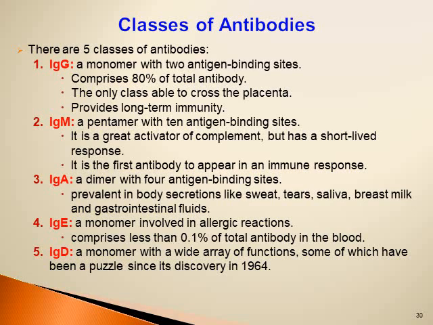Please remember that IgG, IgE, and IgD are monomers. They each have 2 antigen binding sites. IgM is a pentamer that has 10 antigen binding sites. IgA is a dimer and has 4 antigen binding sites. The antibody that is important for allergic reactions is IgE. The antibody that is present in the body secretions is the IgA, and the first antibody that appears in response to infection or as part of the immune response is the IgM, but it has a short lifespan.